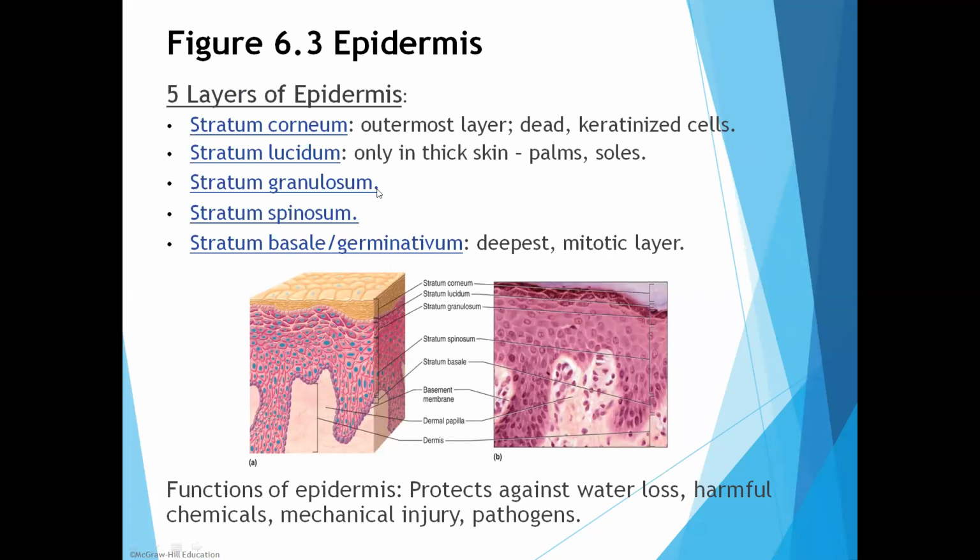Come, let's get sunburned. You have the stratum corneum, the stratum lucidum, the stratum granulosum, spinosum, and then finally the stratum basale. And so when we talk about these layers, again, we're thinking about the most superficial and going deeper in. So we'll talk a little bit more about that here in just a moment.